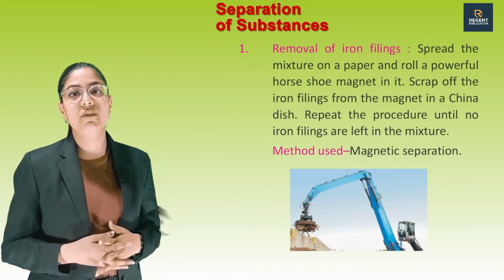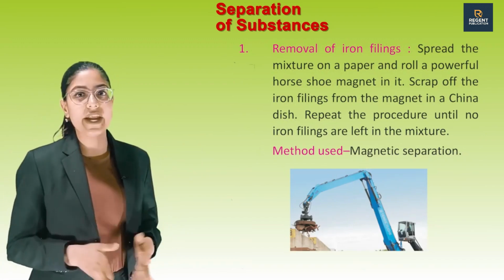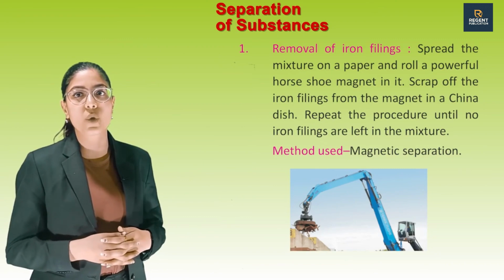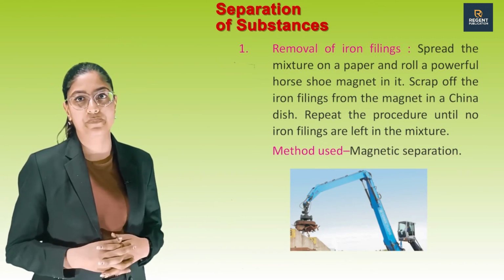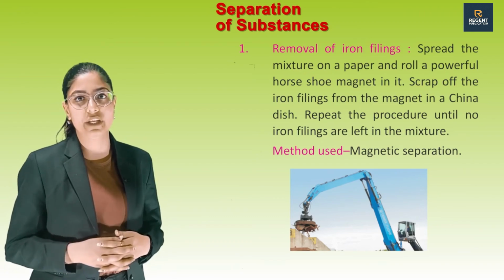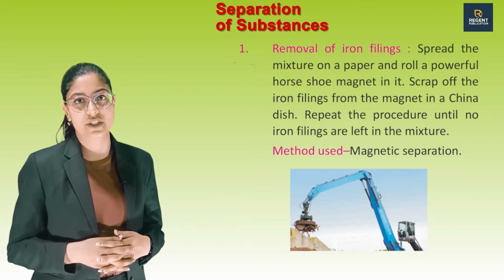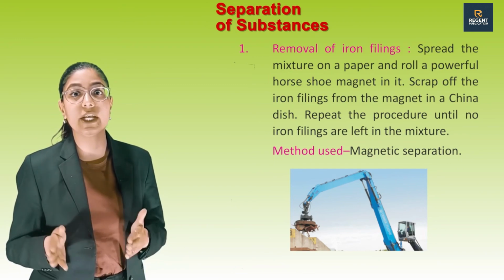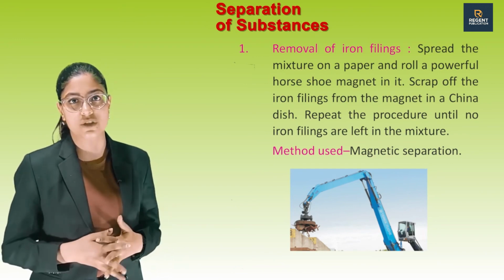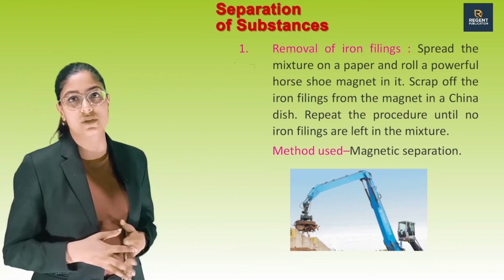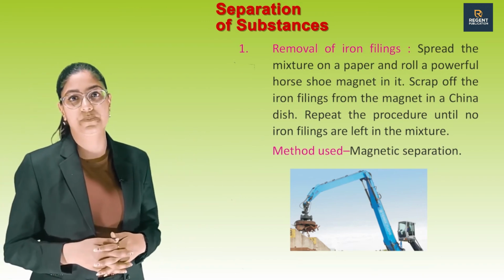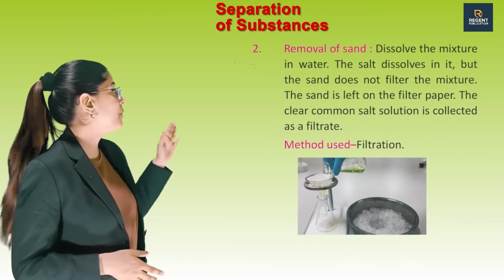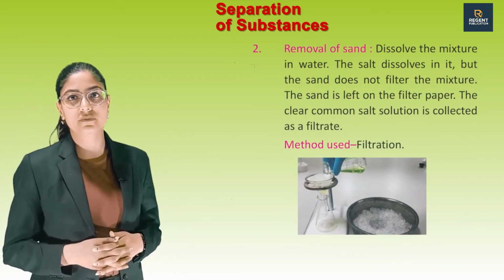First, removal of iron filings. Spread the mixture on a paper and roll a powerful horseshoe magnet in it. Scrape off the iron filings from the magnet in a china dish. Repeat the procedure until no iron filings are left in the mixture. Method used: magnetic separation. Second one is removal of sand.